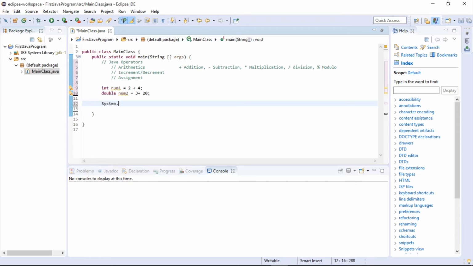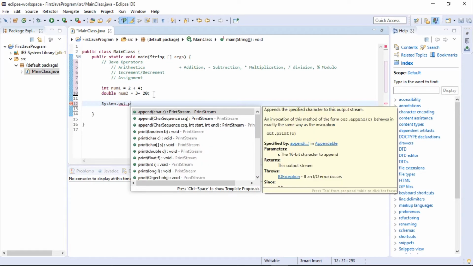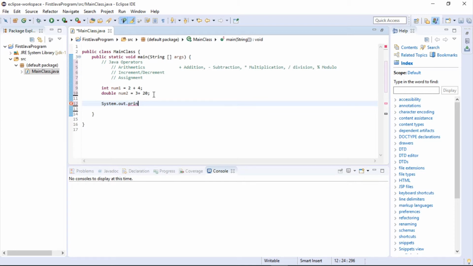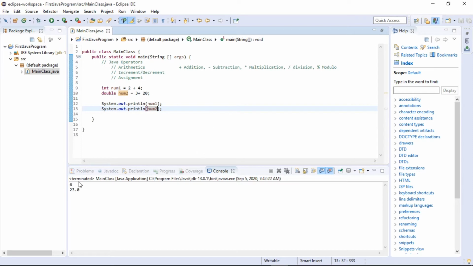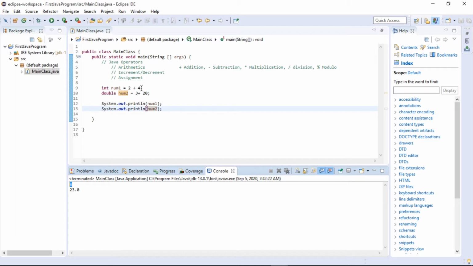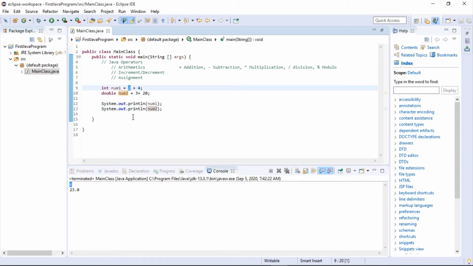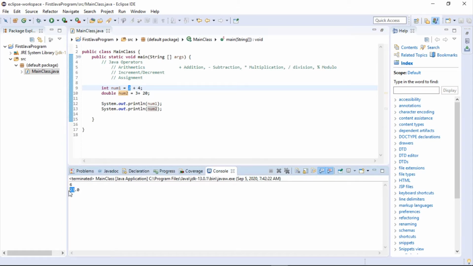Don't forget the syntax to print out to the console, that is System.out.println. In this case, we are printing the first number, which is number 1. We end our statement. Then let us print out the second number as well, so we copy that, paste, and change this to 2. Running the code to see what is going to be our output. As you can see now, we have 6, which is the result of the two operands added together. We have 2 and 4, which gives us 6. Then we also have 23 as the result of these operands.